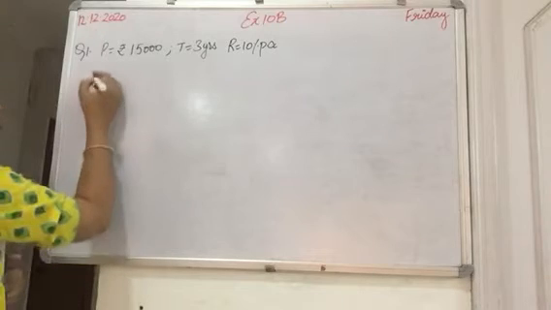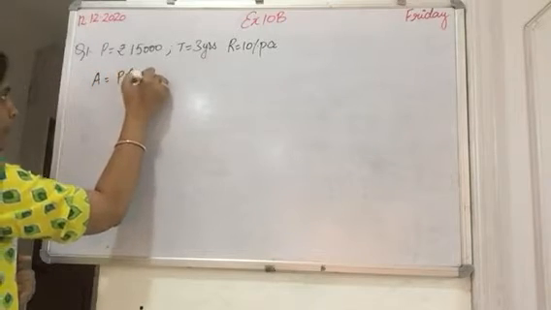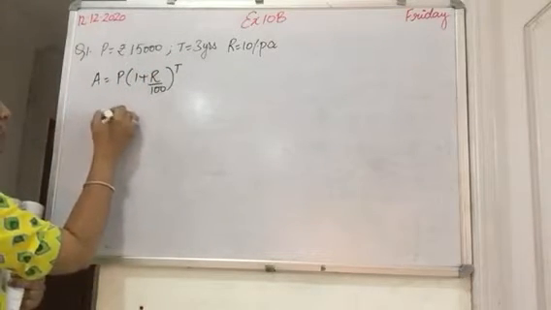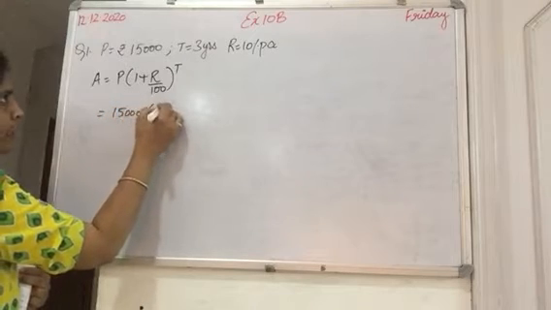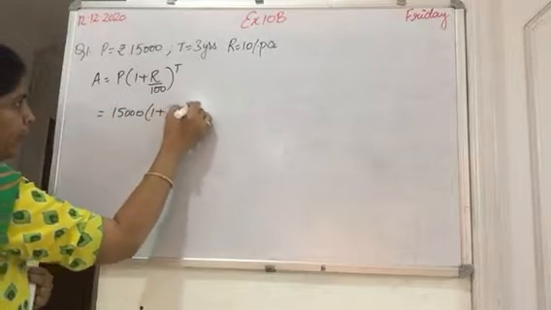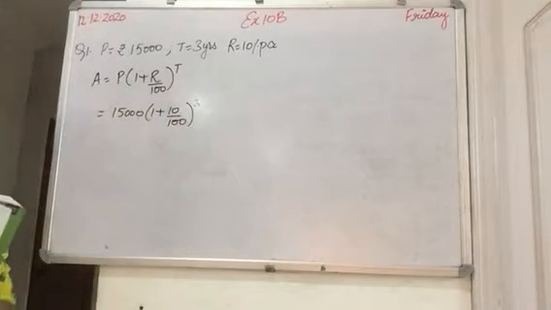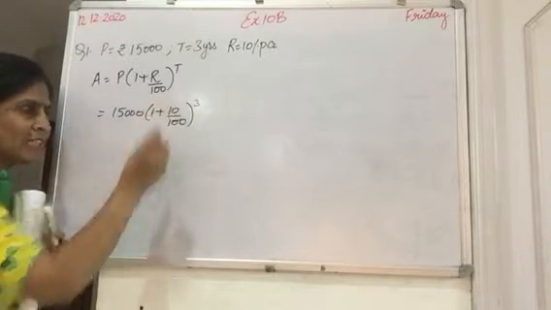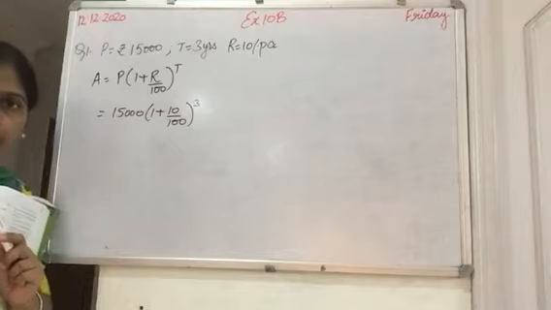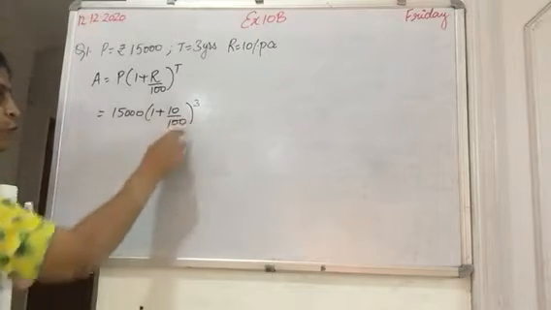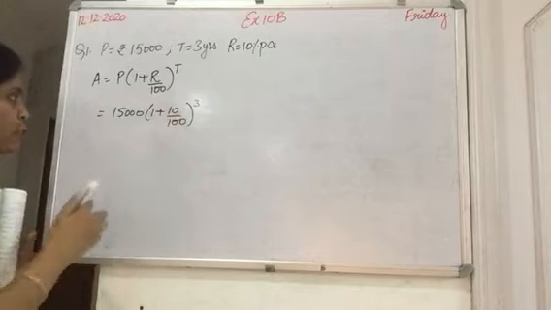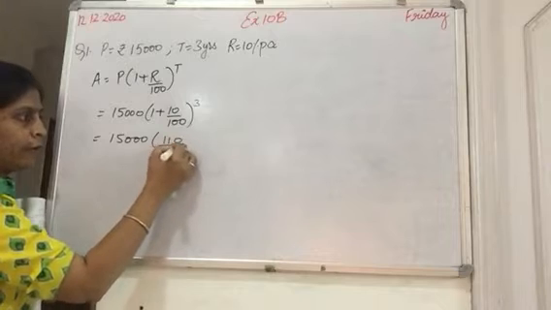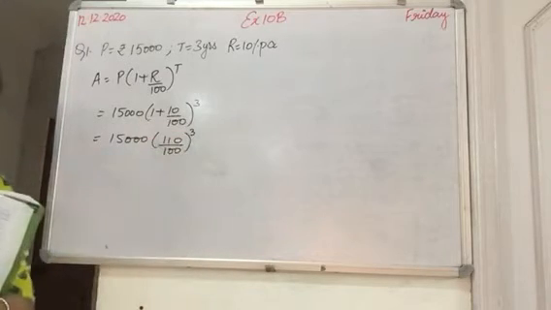So let's do it. Amount equals P(1 + R/100)^T. So principal is 15,000, rate is 10 upon 100, raised to 3. Now I suggest that whatever 100 is written, take the LCM, it will be 100 plus 10. Don't write 11 upon 100, which is wrong. So when you solve 100 plus 10, its numerator will be 110 upon 100 cubed.